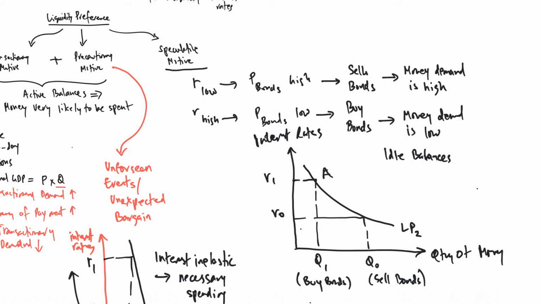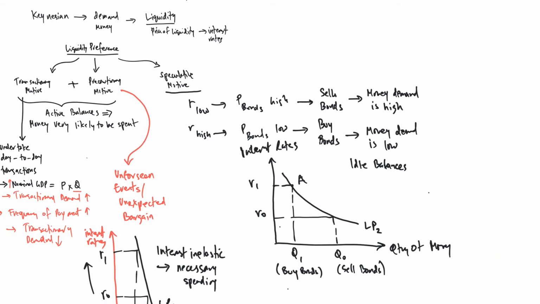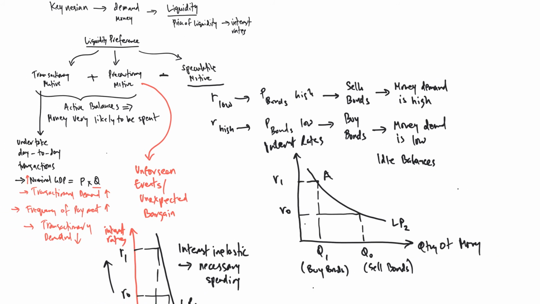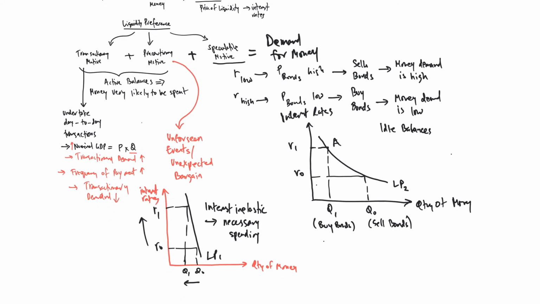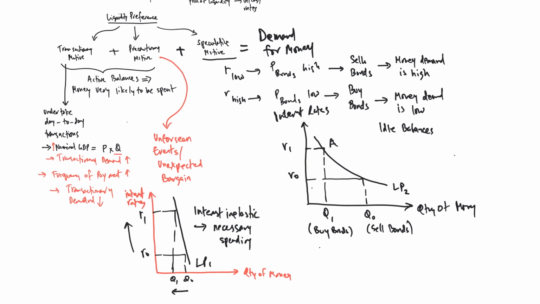Now, why does it matter? Because this combined together, transactionary plus precautionary plus speculative, which is your idle balances, would be your liquidity preference or demand for money. Okay, and this is very interest elastic. And the reason why it's interest elastic is because we will be very responsive to a small change in interest rates.